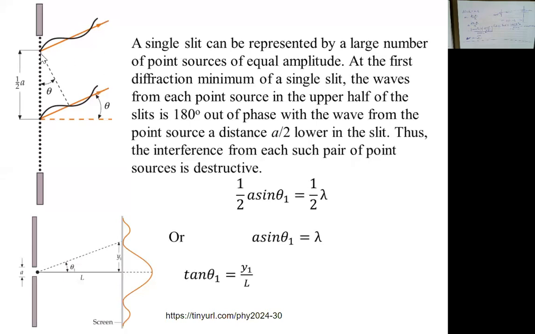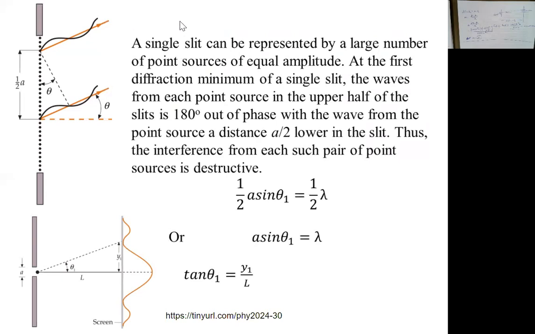You'll see the path difference is again the length of this side times sine of theta. If this is a 90-degree angle, although I don't think the figure shows it that way, it looks nearly 90 on the screen, then this is one half of the opening size of the slit. So the path difference is one half of a sine theta.